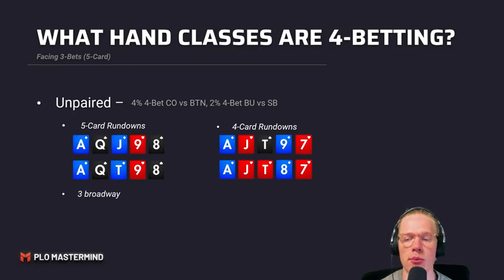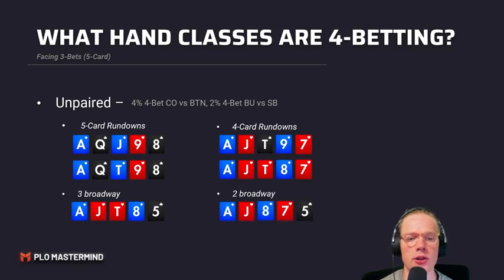Hands also from our 3 Broadway hand class like Ace Jack 10-8-5, or from a 2 Broadway class Ace Jack 8-7-5. Two other good examples. And the other thing you might notice about all these hand examples is that they often unblock kings and sometimes unblock queens.